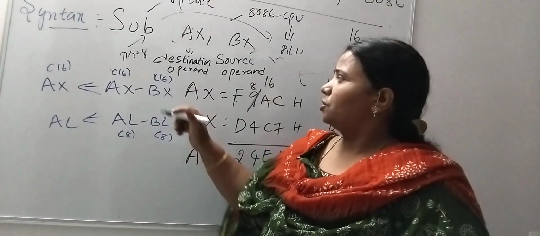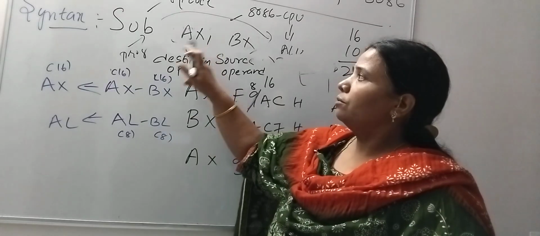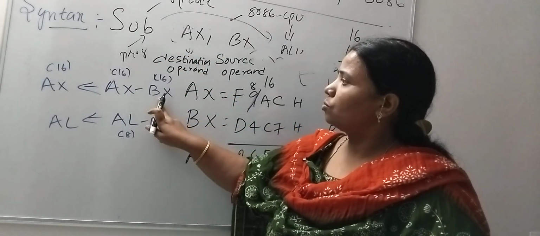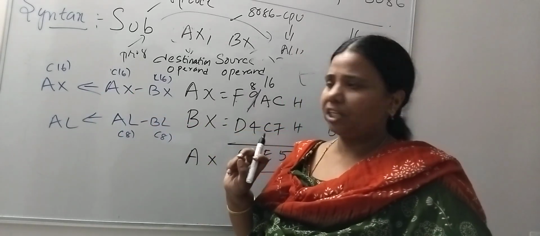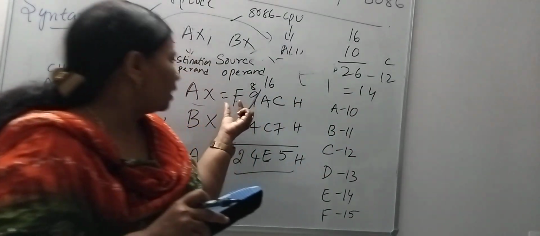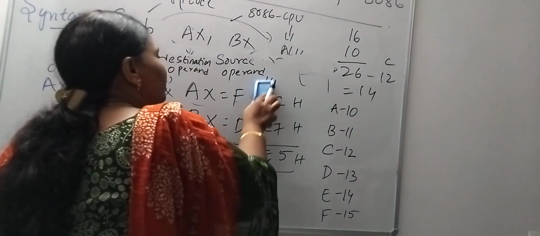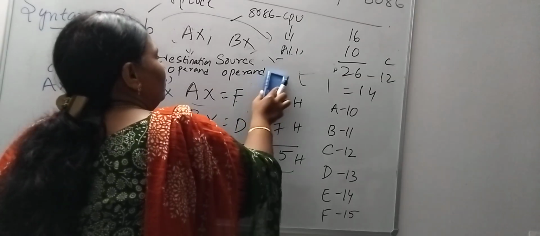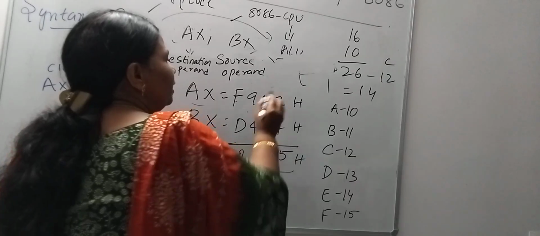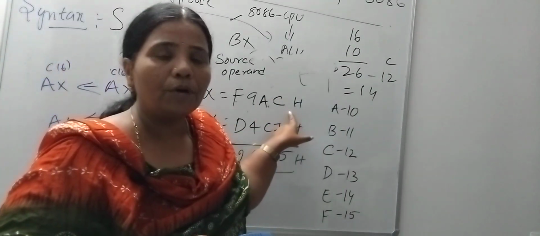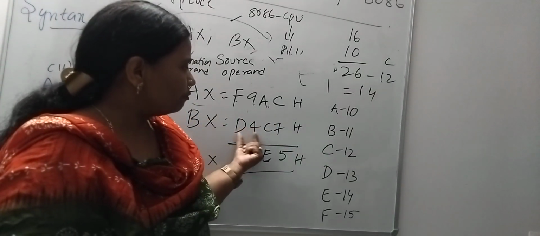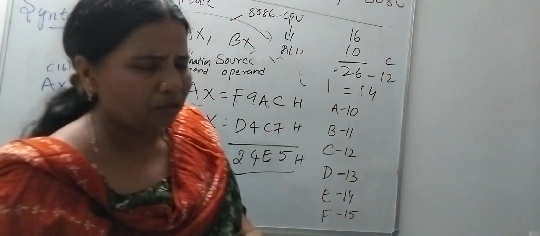It is a 16-bit register, isn't it? So when this is executed by the 8086 CPU, it subtracts the source operand from the destination operand and stores the result in the destination. Think of AX as initially holding F9ACH. H represents that we are taking a hexadecimal number. BX is holding D4C7H. I have taken one example; you can take any numbers.